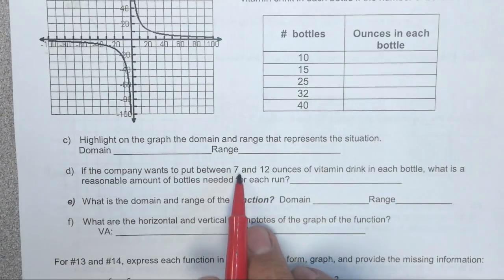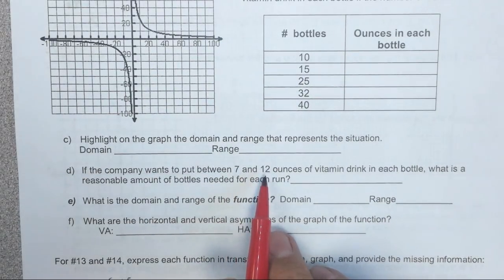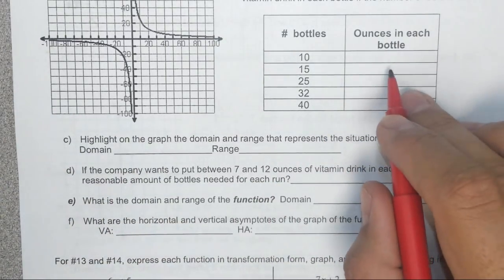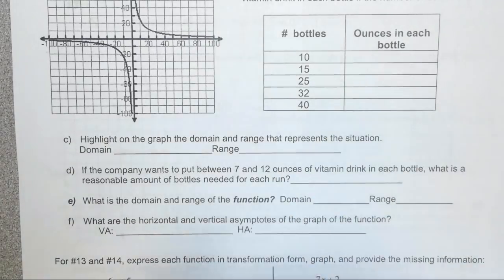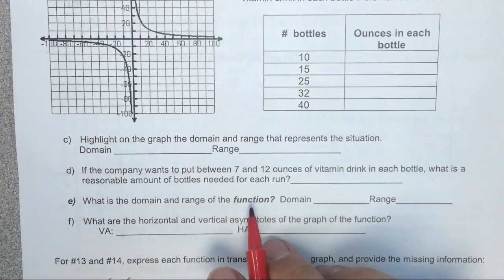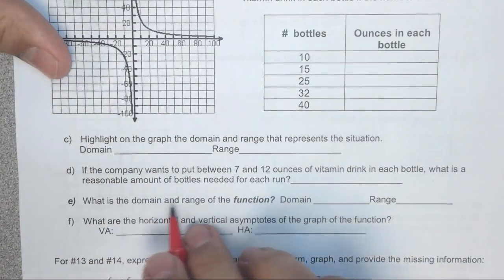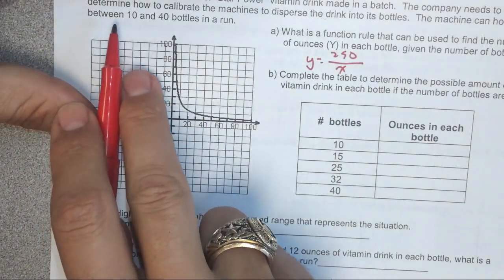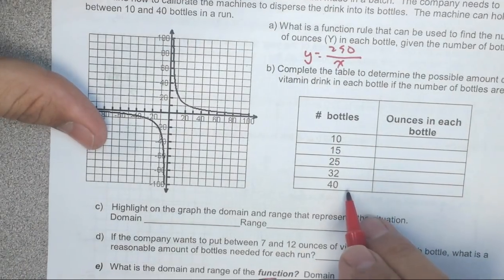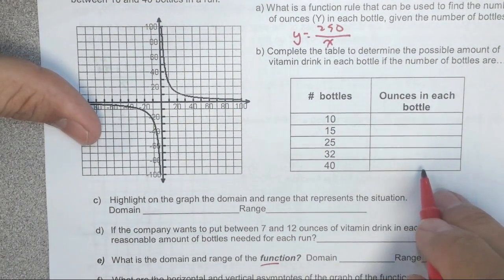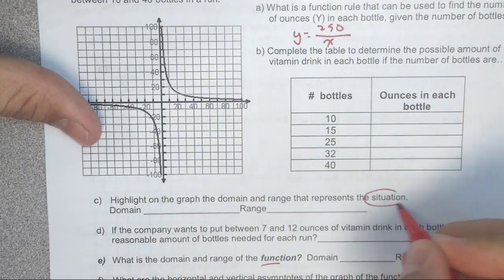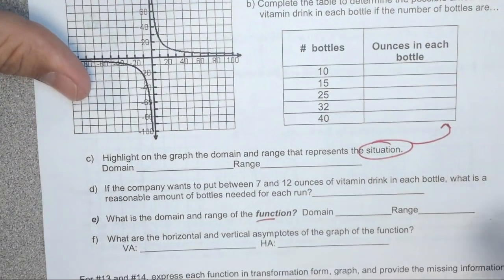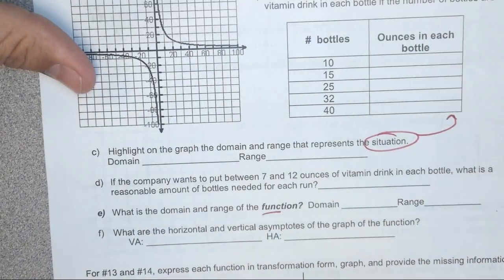Here you're going to use, if you want between 7 and 12 ounces. You could probably look here, and I bet that would be there. So ounces would be here. Where's 7? Where's 12? And how many bottles would you need? Ooh, I'm sorry. This is the function. This is Math World. This domain range is based on our 10 to 40 bottles. Starting number here to here is our domain. Starting number here to here is our range. Situation right here. Start to finish. Vertical and horizontal asymptotes, you guys should be able to find those.